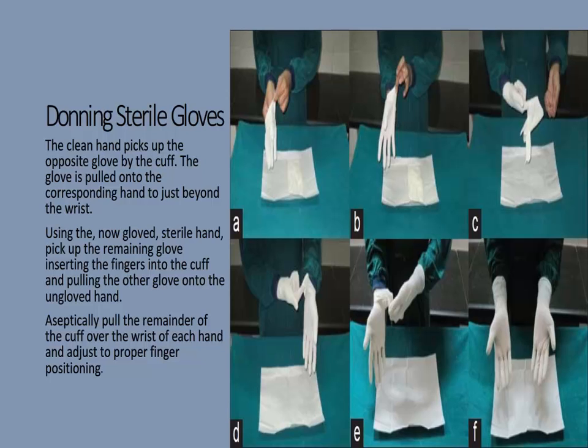Donning sterile gloves. The clean hand picks up the opposite glove by the cuff. The glove is pulled onto the corresponding hand just beyond the wrist. Using the now gloved sterile hand to pick up the remaining glove, inserting the fingers into the cuff and pulling the other glove onto the ungloved hand. Aseptically pull the remainder of the cuff over the wrist of each hand and adjust the proper finger positioning.